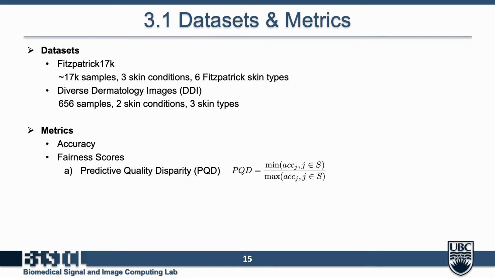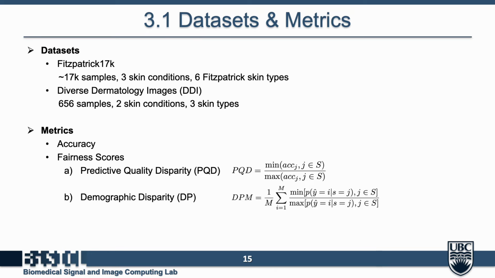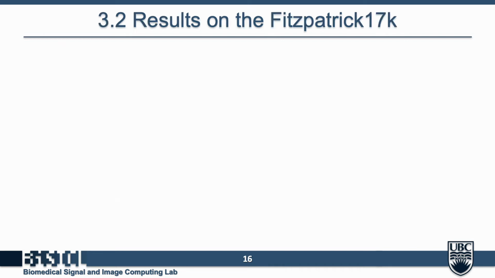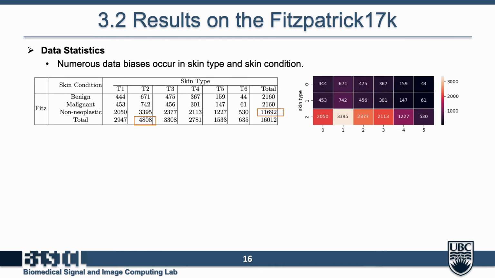Predictive quality disparity measures the prediction quality difference between each sensitive group. Demographic disparity computes the percentage diversities of positive outcomes for each sensitive group. Equality of opportunity claims that different sensitive groups should have similar true positive rates. We calculate DPM and EOM across multiple skin conditions. On the Fitzpatrick 17K dataset, we first implemented the data statistics. Numerous data biases occur in skin type and skin condition.